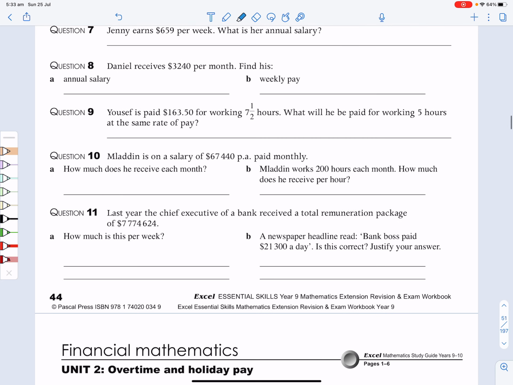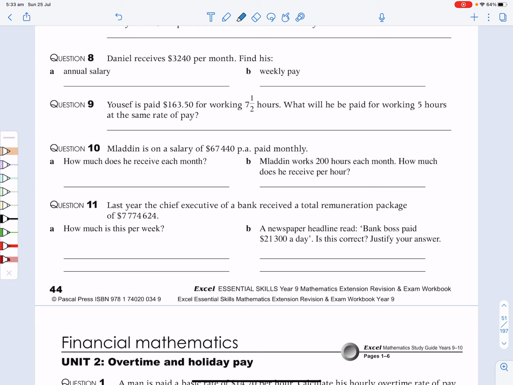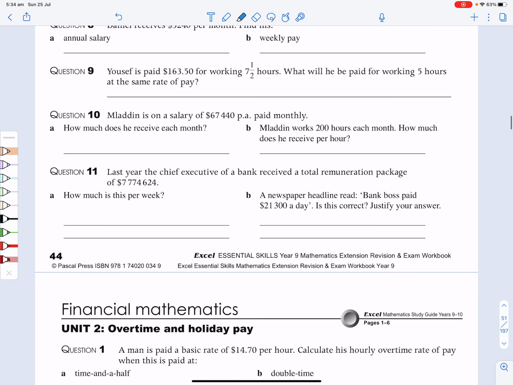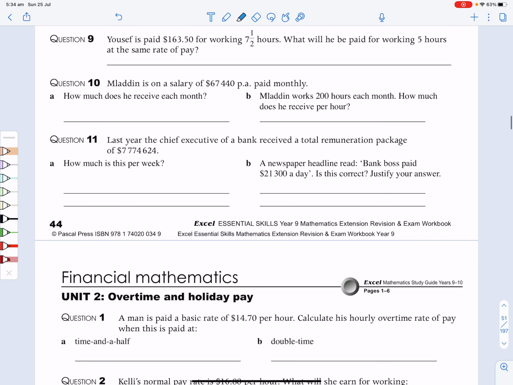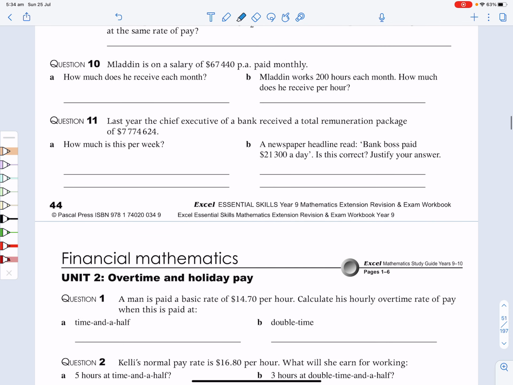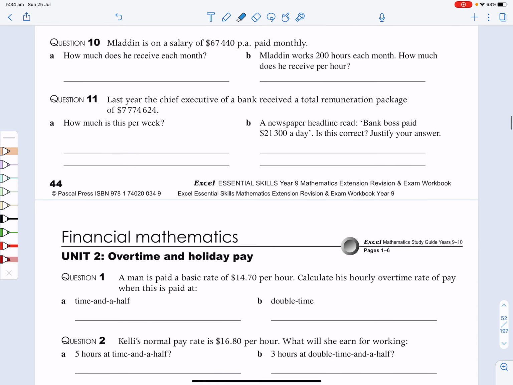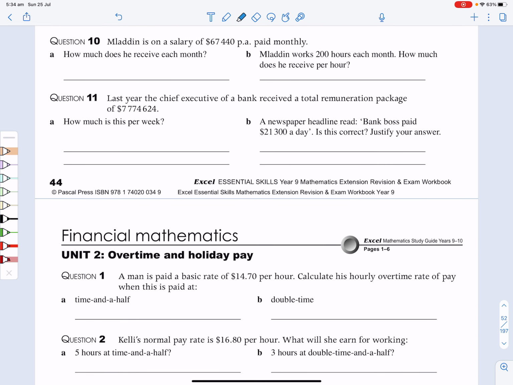Question 7, straightforward. Let's have a look at question 8. Daniel receives $32.40 per month. Find his annual salary. So you times it by 12, then divide it by 52. That's straightforward as well. Okay. I think the first page is okay.